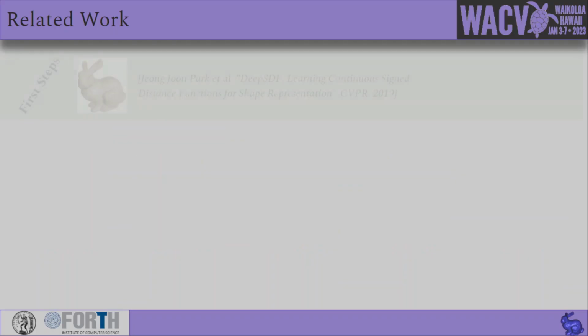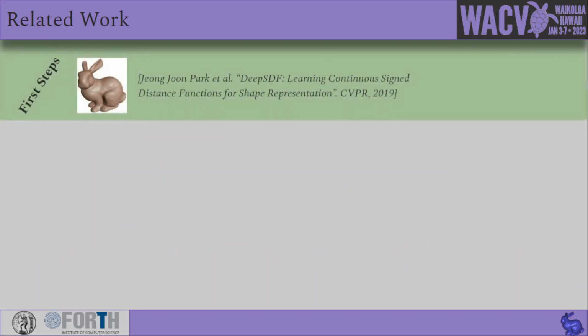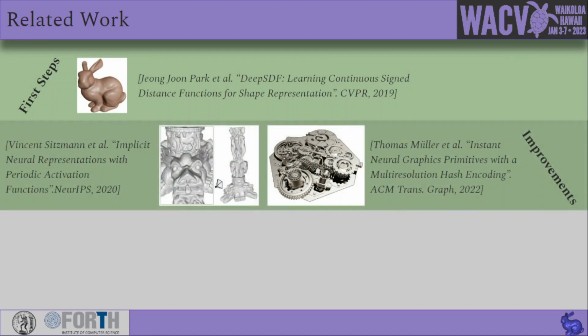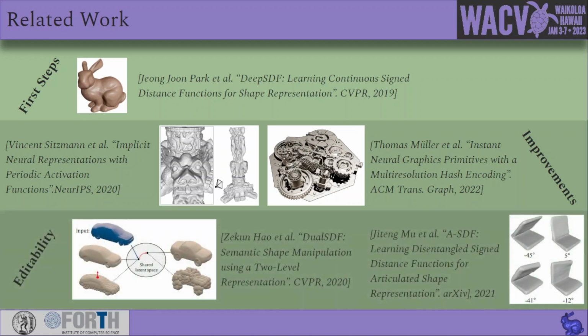DeepSDF by Park et al. was the first work to introduce neural SDFs. Since then, a plethora of works have proposed different network architectures and loss functions in order to achieve more detailed results and accurate approximation of the distance function. However, the editability of these representations has not been studied to the same degree. Most existing methods either optimize the shape code or train networks for articulated objects, and consequently the editing is limited inside a learned shape space.